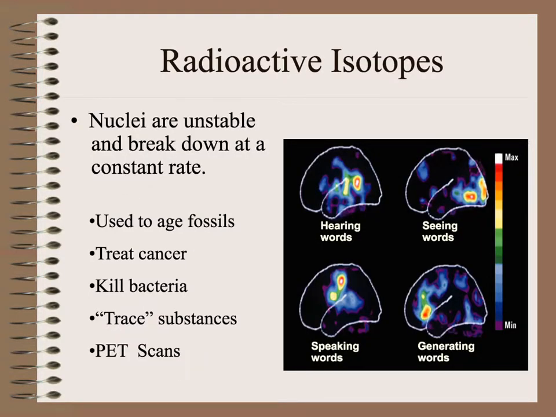Radioactive just means that the nuclei are unstable and break down at a constant rate. Here are some applications of how radioactive isotopes are used in the real world: to age fossils, to treat cancer, kill bacteria, and to trace substances. When you go in for those PET scans and different parts of your brain are lighting up, that's all due to radioactive isotopes.